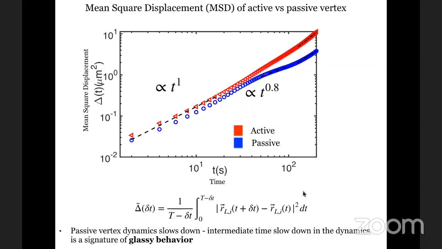Now we look to quantify the dynamics of the vertices, so we calculated the mean square displacement. Red is for the active vertex and blue is for the passive vertex. There are three distinct regimes. At short times, both vertices show a mean square displacement exponent of 1, indicating Brownian dynamics. Then at an intermediate time, the passive vertex dynamics slows down, showing subdiffusive dynamics with an exponent of 0.8. And then at a later time, both of them recover to show superdiffusive movement, with a higher superdiffusive exponent for the active vertex. This intermediate slowdown in the dynamics of the passive vertex is an indication of glass-like behavior.